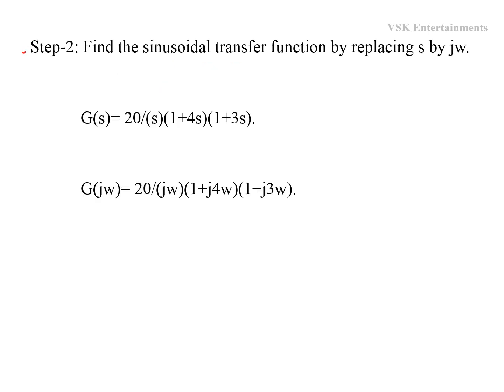Coming to the second step, find the sinusoidal transfer function by replacing s by j omega in the given transfer function. In order to obtain the sinusoidal transfer function, in place of s, just substitute j omega. By substituting s = j omega, we get G(j omega) = 20 / (j omega (1 + 4j omega)(1 + 3j omega)). This transfer function is called the sinusoidal transfer function.